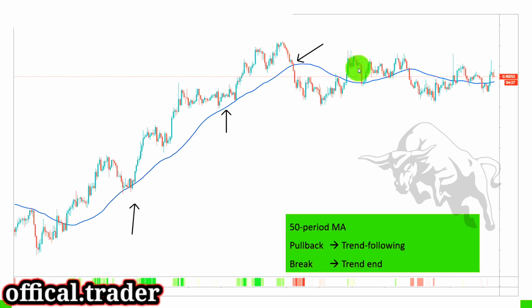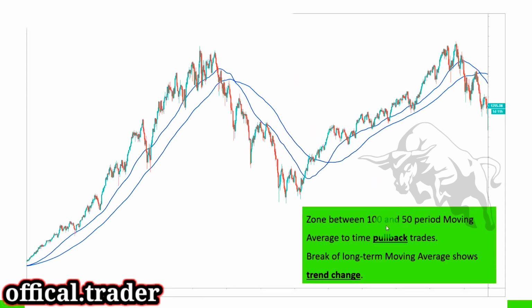And you can see afterwards the market drifted sideways and there was no trending behavior anymore. Here we are using the 50 and the 100 period moving average for another pullback approach.